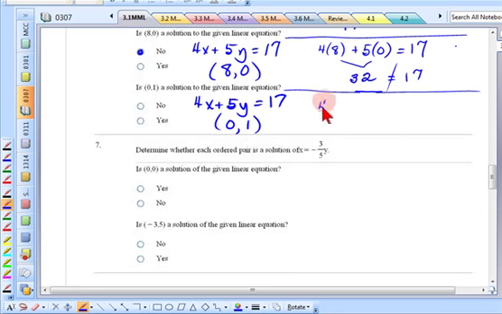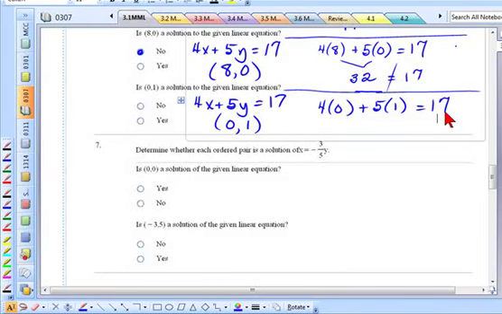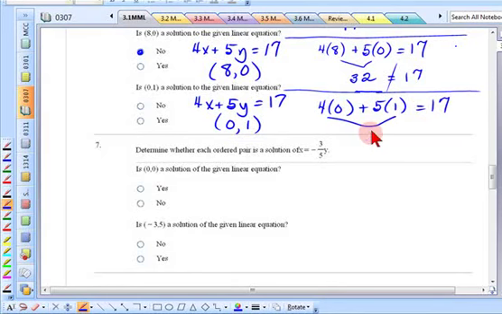So is 4 times 0 plus 5 times 1 equal to 17? And the answer is no, because what is the left side equal to? 5. And 5 is not the same as 17. So it's no. Although we may not know a whole lot more than this right now, we know that an ordered pair can be a solution to this kind of equation if and only if you plug in the x and the y and it makes a true statement.